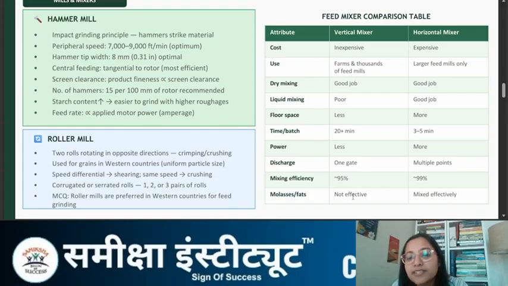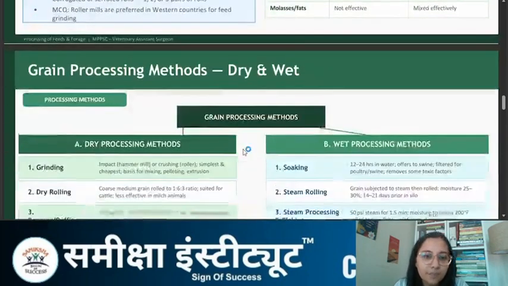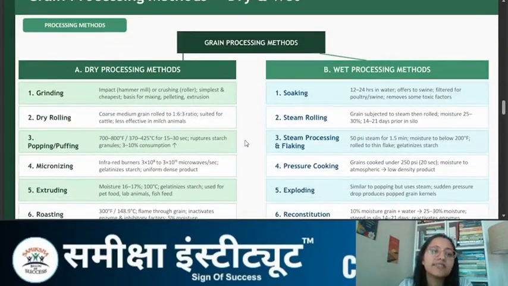Then molasses and fats are more effectively mixed in the case of a horizontal mixer because these are basically liquid substances, so they will mix better in horizontal mixers. Then the different grain processing methods. These can be either the dry processing method or the wet processing method.